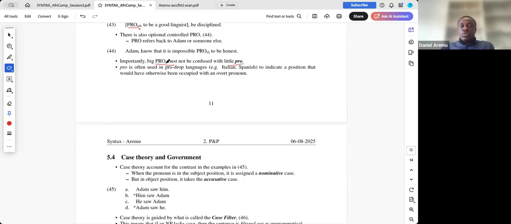So this big PRO, that's why we write it with a capital letter, is when you have a control construction, where there is a reference that is controlling the big PRO. Whereas this small pro is usually used in pro-drop languages like Italian and Spanish. And this small pro is, in itself, of course, contentful. It's just that in those languages, you can drop the reference, basically. So they're different. They're not the same.